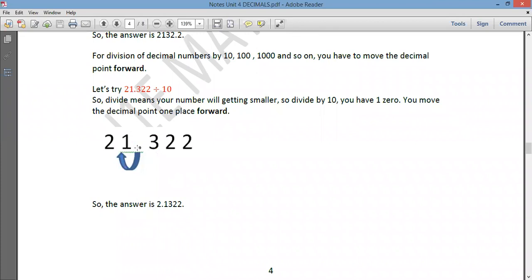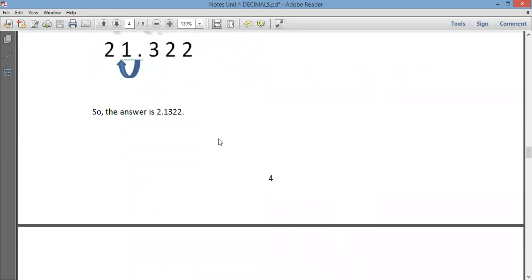Let's say you divide it by 100. 100 has 2 zeros, so your answer will be 0.21322. It depends on the number that you divide by.